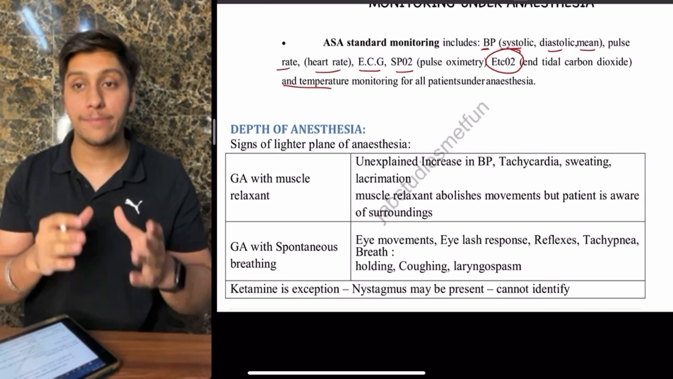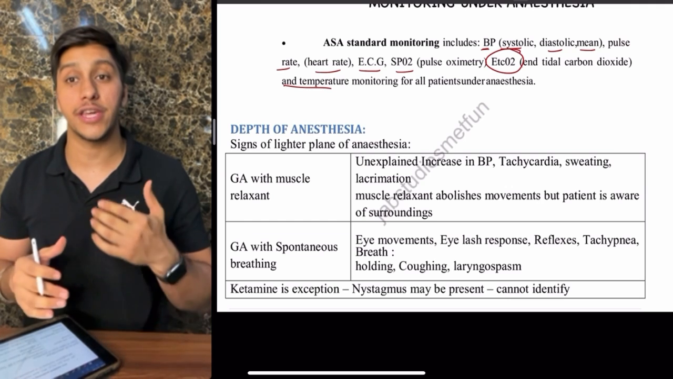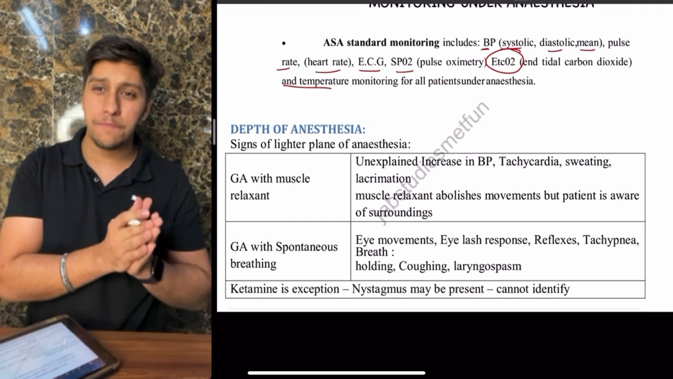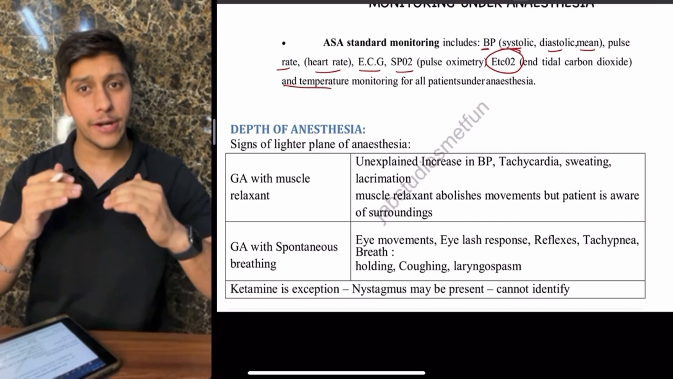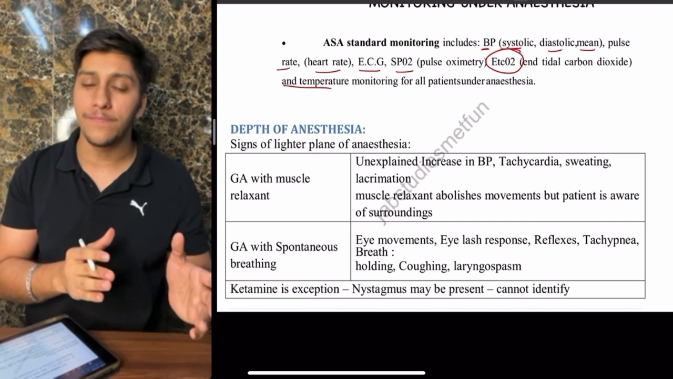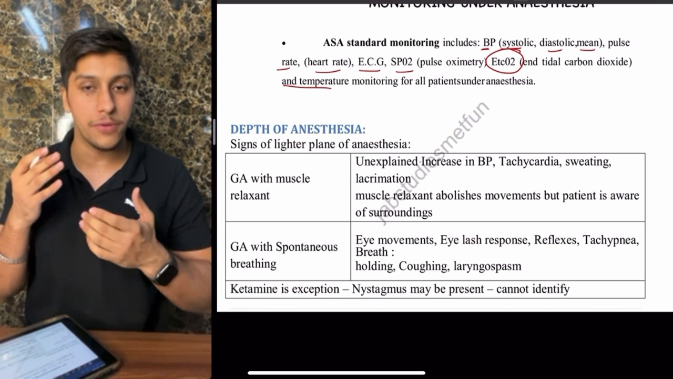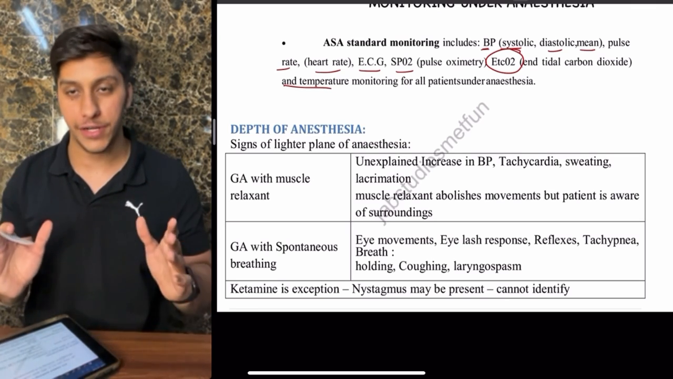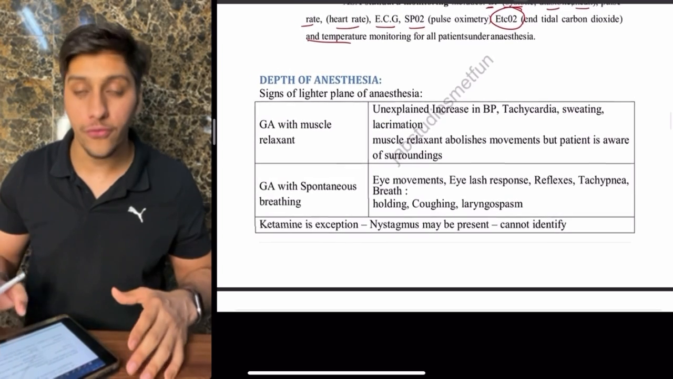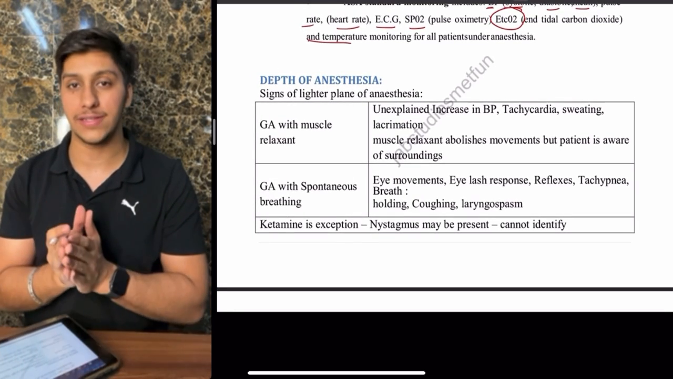In terms of depth of anesthesia, whenever you're giving anesthesia, there are planes, whether it's going to be in a deeper plane or in a lighter plane. So what we want is an adequate plane in which the patient does not feel anything, there is no sensation of pain or increase in workload in the body activity. So what are the signs of a lighter plane of anesthesia?